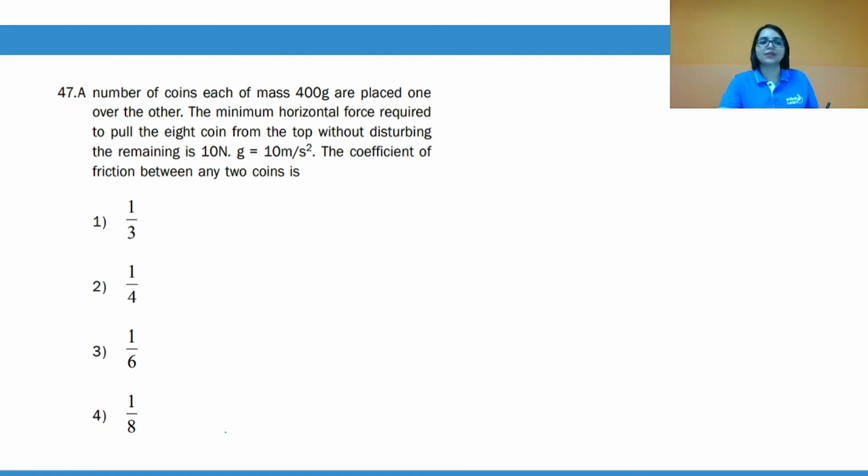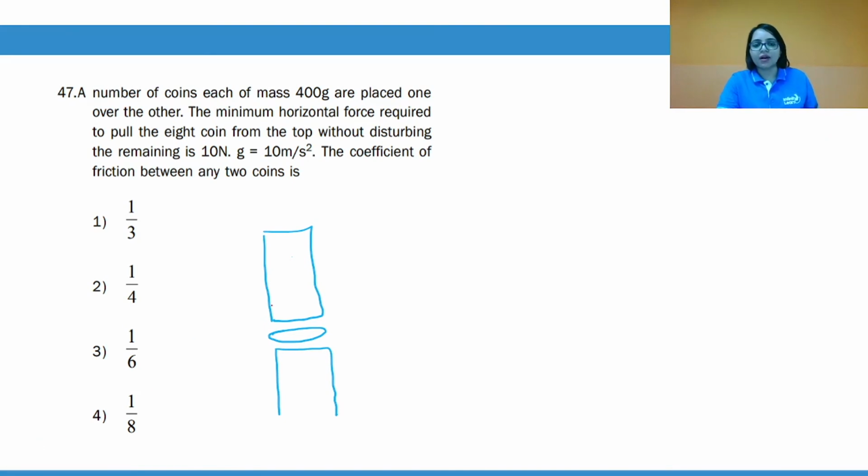Number of coins each of mass 400 gram are placed one over the other. The minimum horizontal force required to pull the 8th coin from the top without disturbing the remaining is 10 Newton. g is 10 meter per second square. The coefficient of friction between any two coins is? So basically, this is the pile of 7 coins and this is the 8th coin, right? And we have some coins below this 8th coin, right?